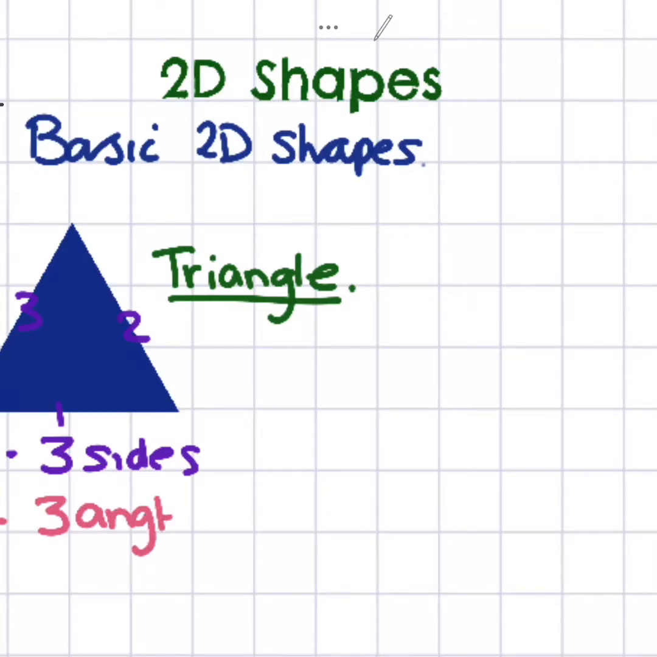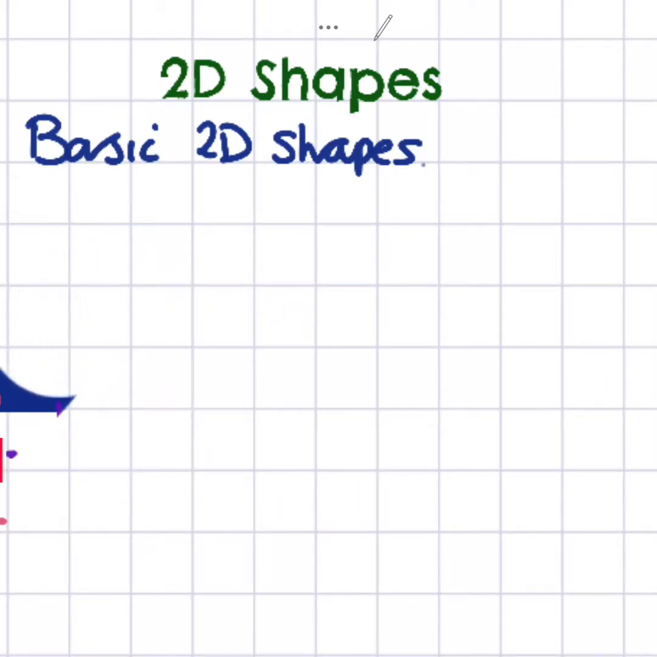And the sum total of the angles of a triangle, does anyone know? That's right, that's 180 degrees. No matter what triangle it is, if it's a scalene, an equilateral, or an isosceles triangle, or a right angle triangle, they're always 180 degrees. All right, let's rub that out, and let's look at one more basic shape.